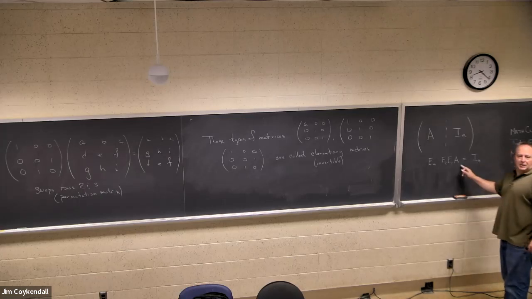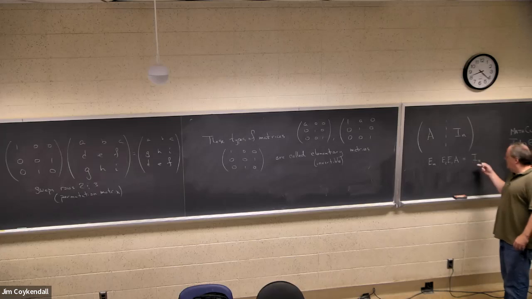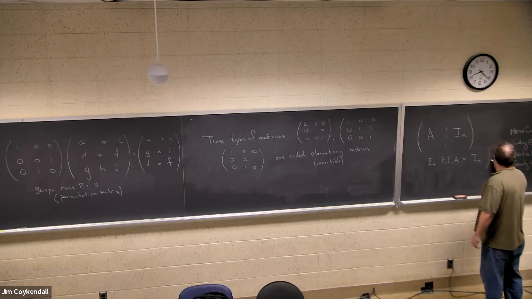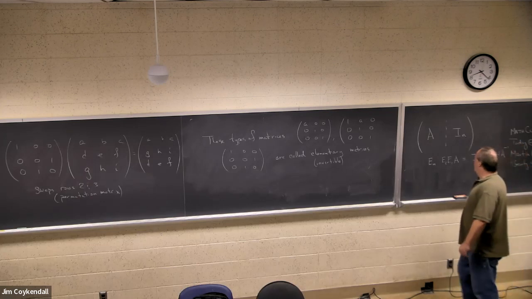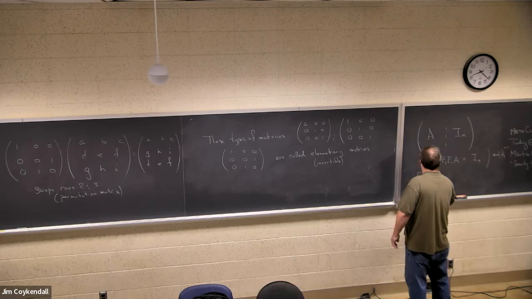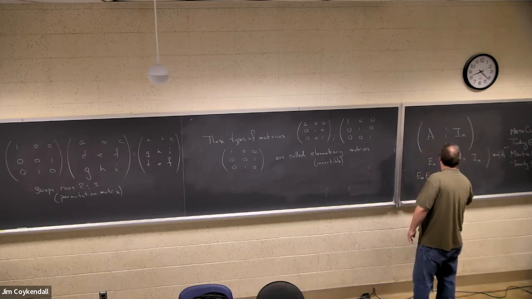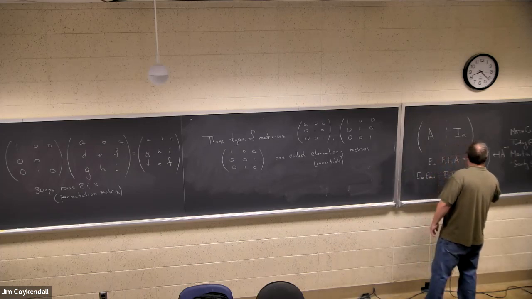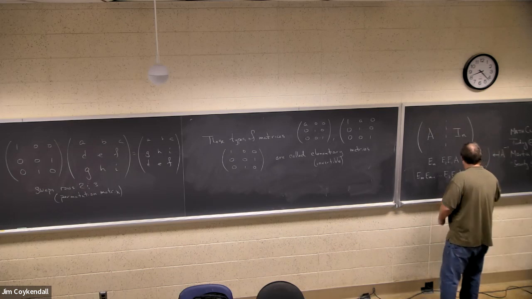Now it's very simple. Multiply on the right by A inverse. And so I get En minus 1, E2, E1, A inverse is equal to In A inverse.